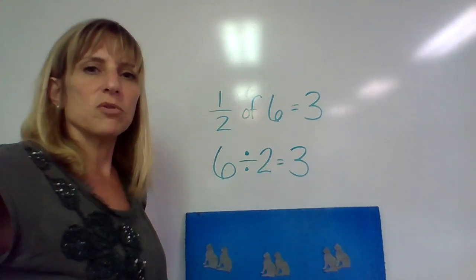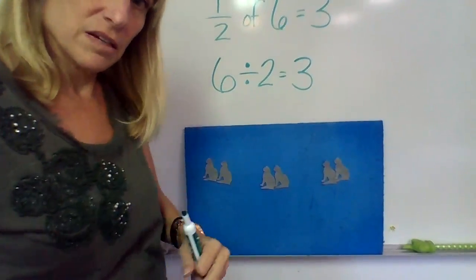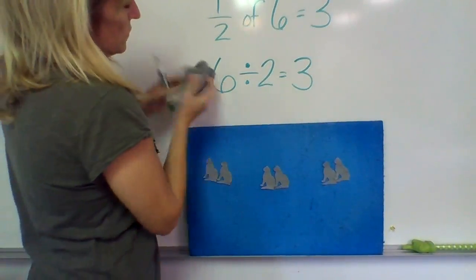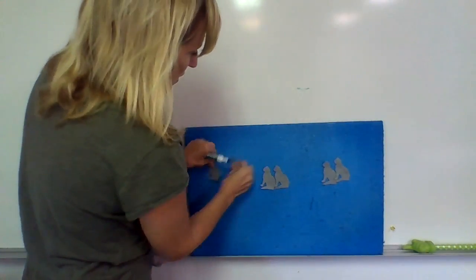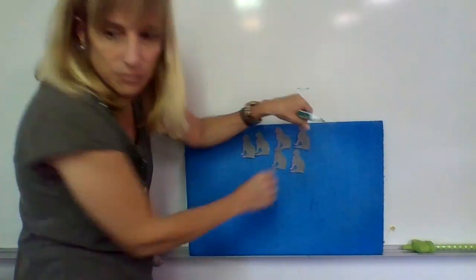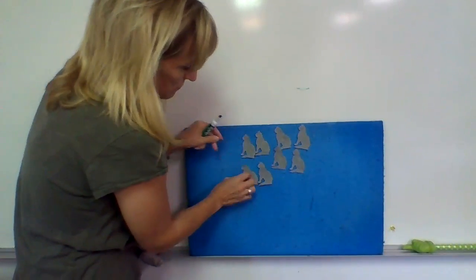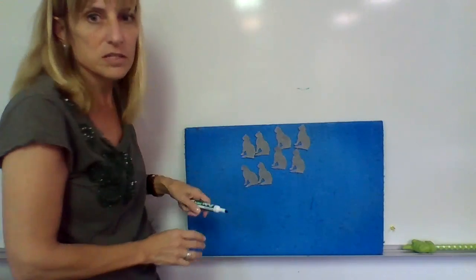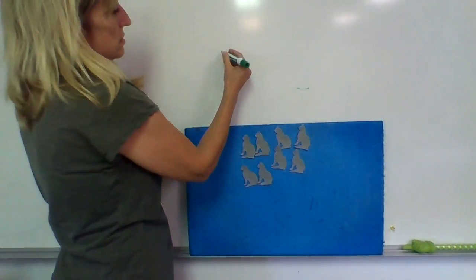Okay, we're gonna do one more groups of cats, and then you're gonna go ahead and do your paper. Okay, let's put all my cats back together here, and then I'm gonna add more cats. Here's some more cats. Okay. All right, so I have 1, 2, 3, 4, 5, 6, 7, 8 cats.